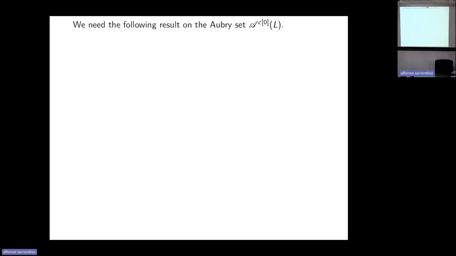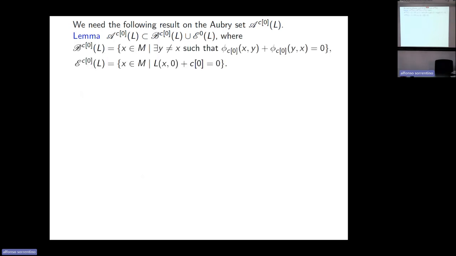Okay, we'll need the following result on the Aubry set to be able to identify this Aubry set. We will need to understand a little bit of the structure. In fact, it's an equality, but in the end we are only going to use the fact that the Aubry set is contained in the union of the two sets, and in the end we are going to show that they are all equal. I could do it right now in the lemma, but I don't want to spend too much time and repeat the argument. So what is BC0L?